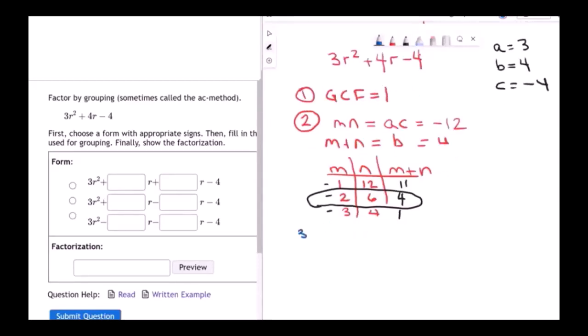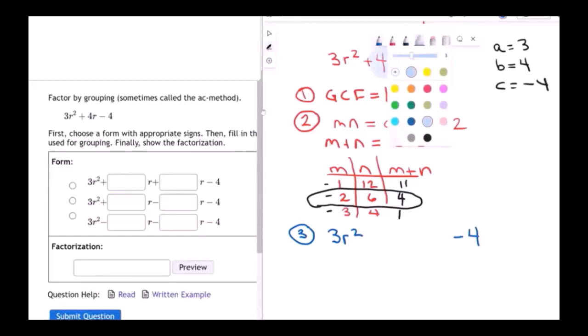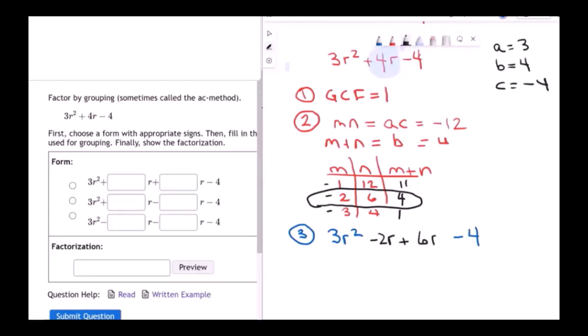Step 3. What I need to do is keep the first the same. I'm going to keep the last the same. And I'm going to change this 4r into -2r plus 6r. Doesn't this equal 4r? And it comes from these two numbers.